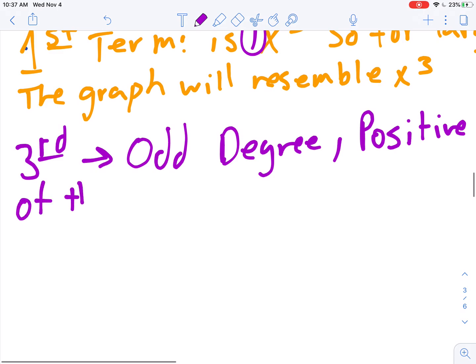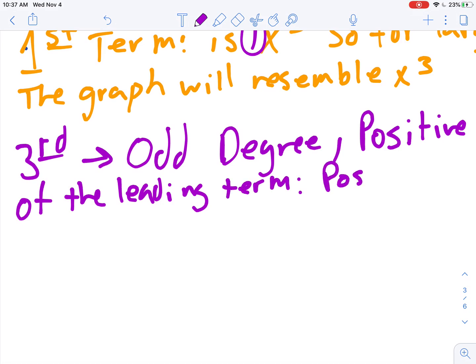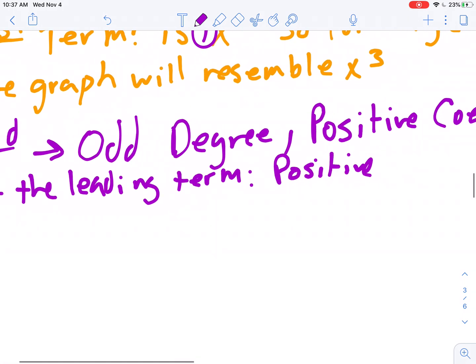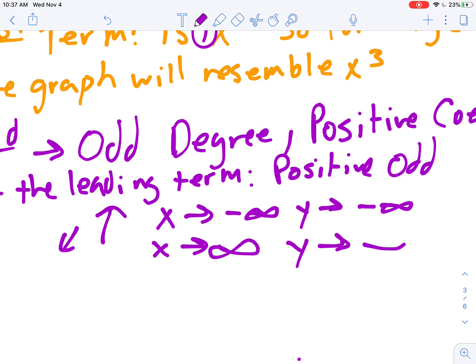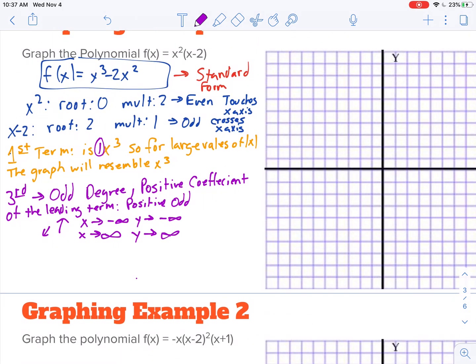Of the leading term, so this means that it is positive odd, which means that it looks like this, which in mathematical terms, that's what it looks like. I would expect you to say as x approaches negative infinity, y approaches negative infinity. As x approaches positive infinity, y approaches positive infinity. So I've got all this information. This is a ton of information that I have gathered from this graph. And I'm still going to get a little bit more.